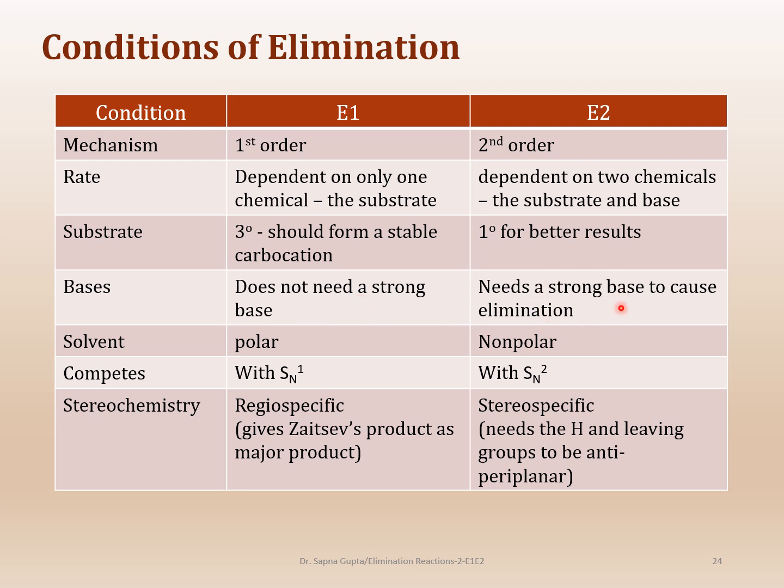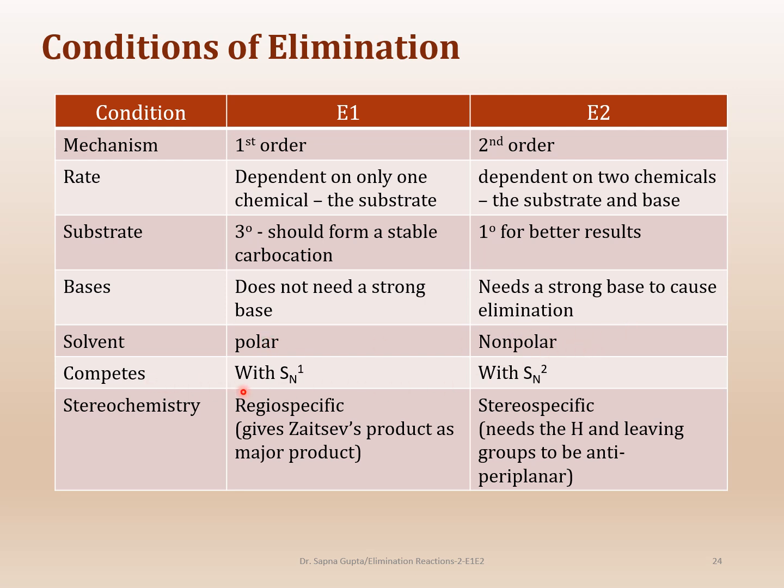In E2, you need to have a strong base. I have another PowerPoint in which I'm talking about all of these different conditions, so this is not the last one. There is one more. I know you're probably thinking this chapter is never ending, but it's ending soon. So for E2, you need a strong base to form elimination products. What kind of solvent do you need? For E1 you need a polar solvent. Here, a non-polar solvent will work as well.